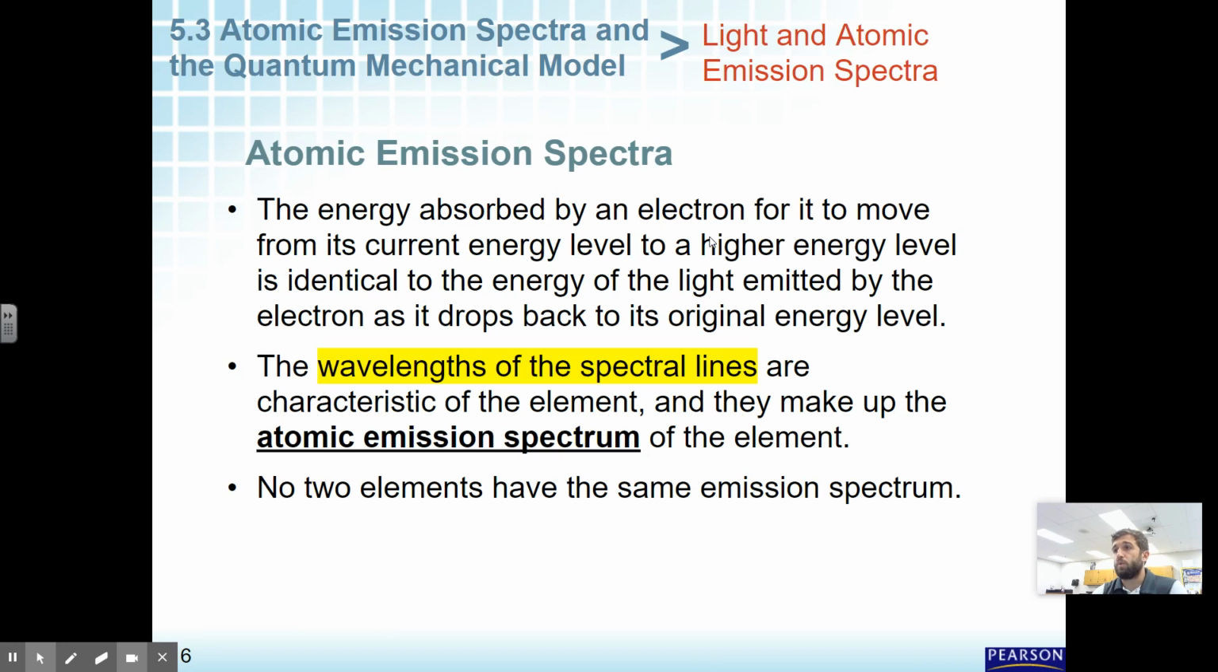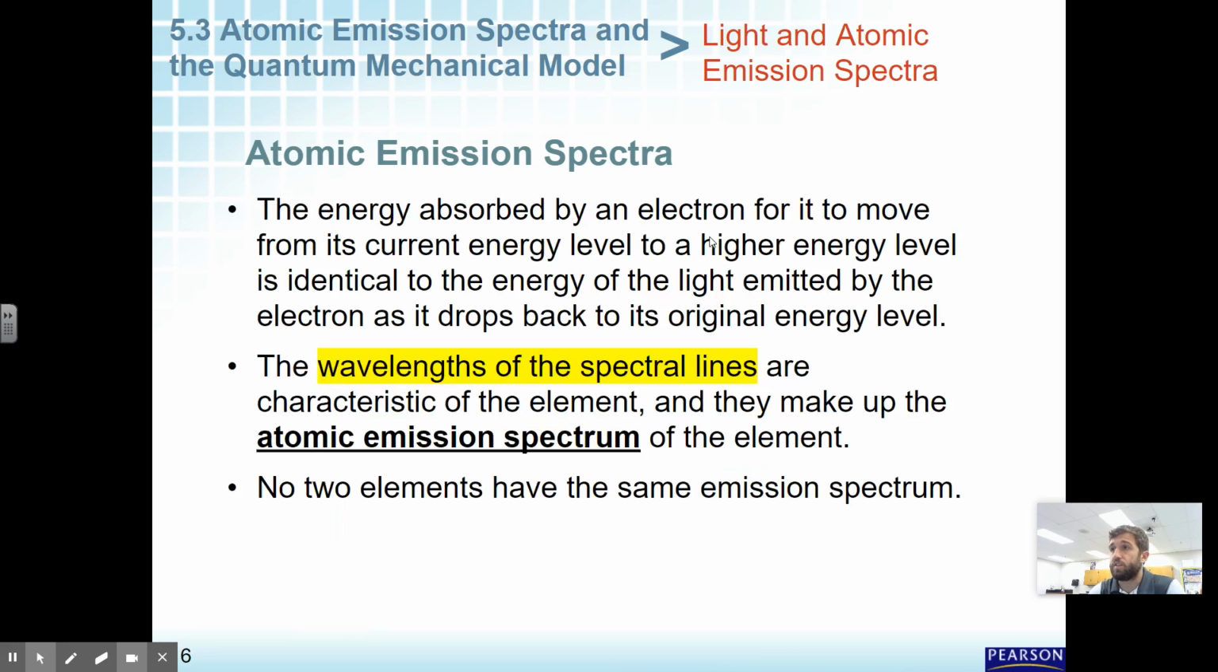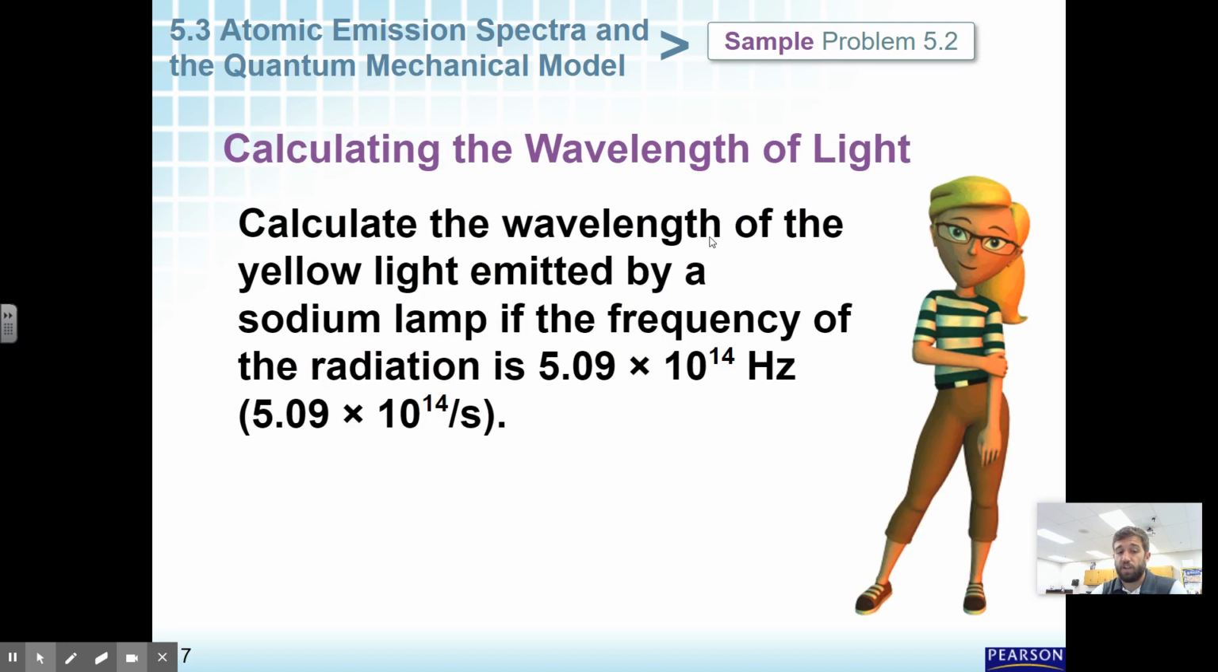So you need to know what atomic emission spectra is. All you have to write down is that it's the wavelengths of the spectral lines, the wavelengths of these lines that you see. No two elements have the same atomic emission spectrum; they each have a unique one. The last thing we're going to do is apply math to this: calculating the wavelength of a certain type of light.